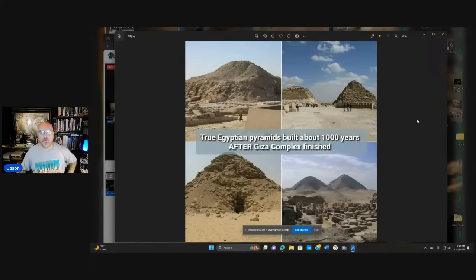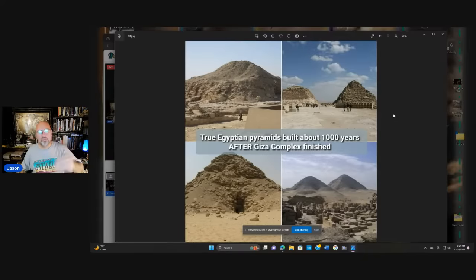True Egyptian pyramids were built about 1,000 years after the Giza complex was finished. Look at these pictures. I didn't make up these pictures. These are real pictures from today of pyramids in Egypt. What do you see here? Do you see anything like the Great Pyramid at Giza?